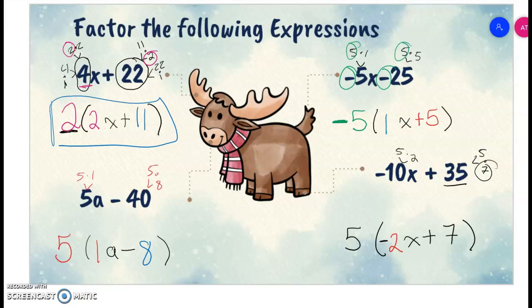So you could have an answer like that, or realistically, if you wanted to have no negatives on the inside for the first one, you can honestly have your answer like that. Either of these answers would be correct because a negative times a negative is a positive, so you'd get positive 35. So let's move on to another one.